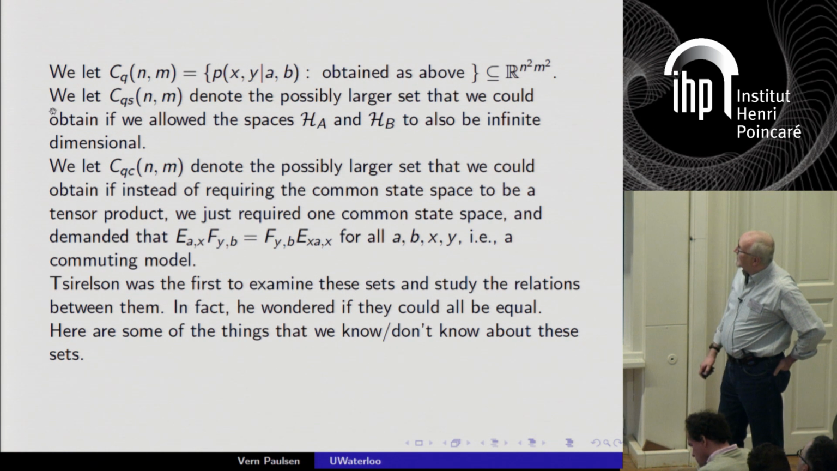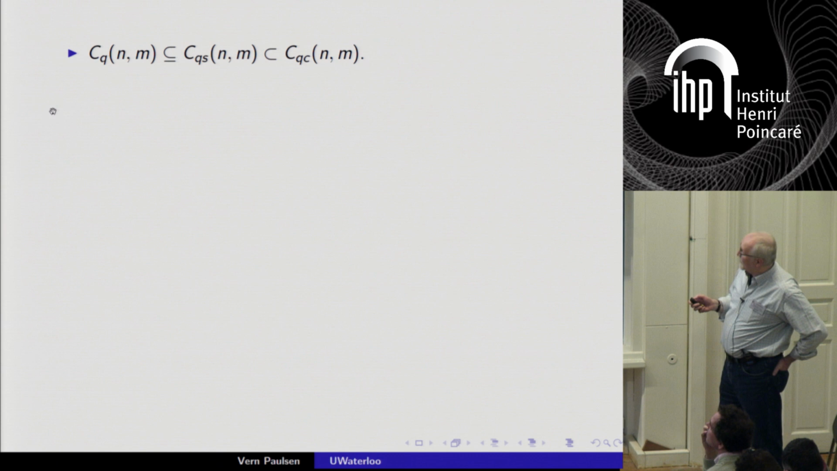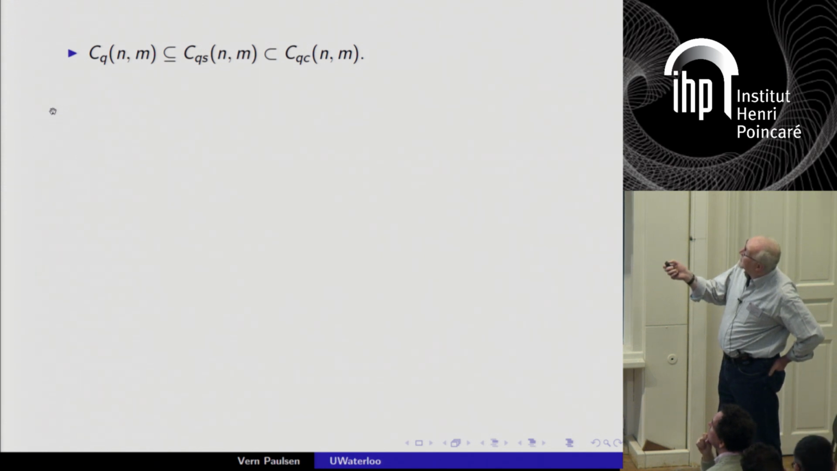So here are some of the things we know and don't know about these sets so far. First off, the obvious things: the finite dimensional set C_q is the smallest, the spatial set is bigger, and the quantum commuting set is the biggest of all.